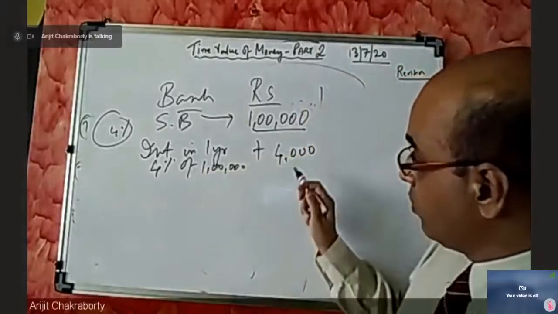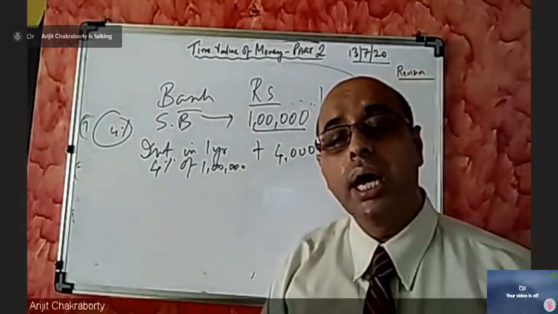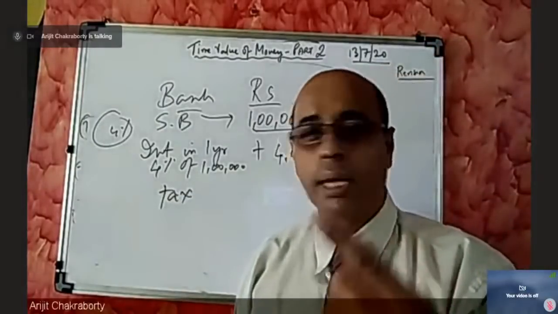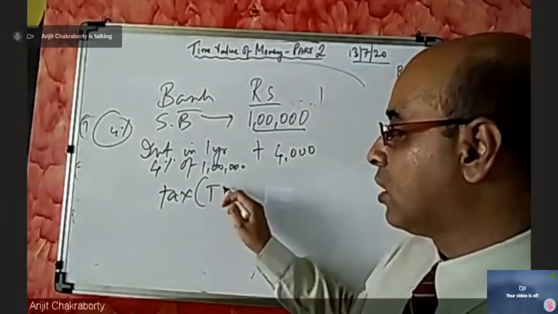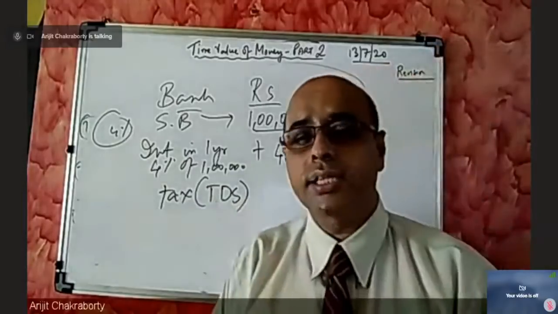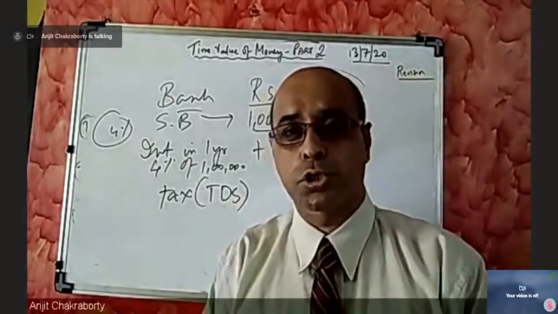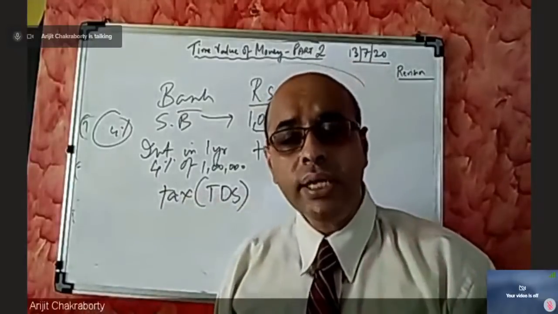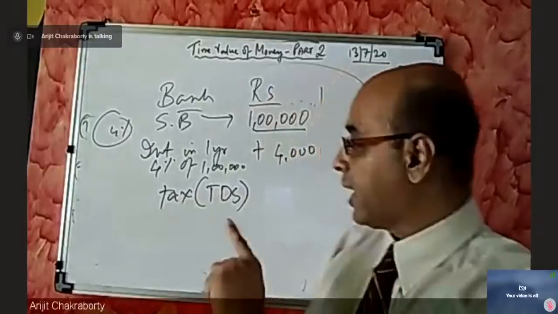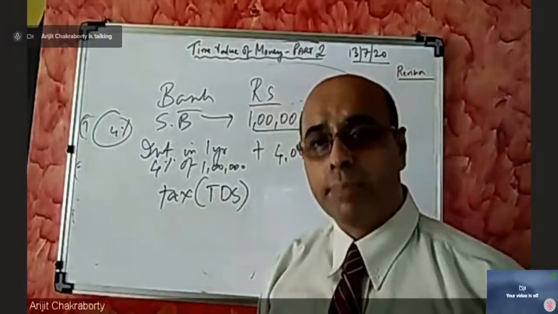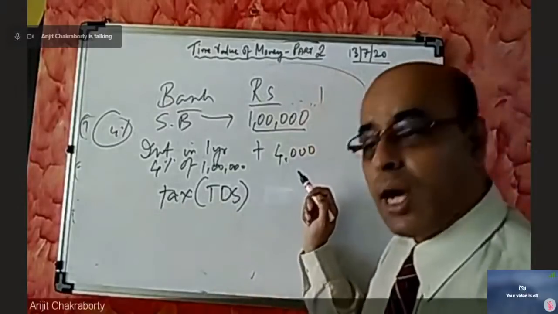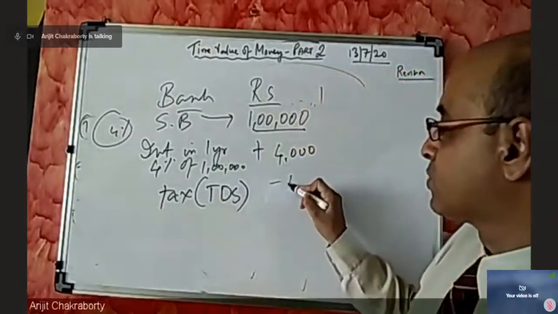But on this 4,000, I have to pay a tax. Maybe some of you have heard there is something called TDS, tax deducted at source. The bank will deduct tax. And normally the bank deducts 10% tax on these type of payments, interest payments. So 10% of 4,000 means 400 is gone. So minus 400.